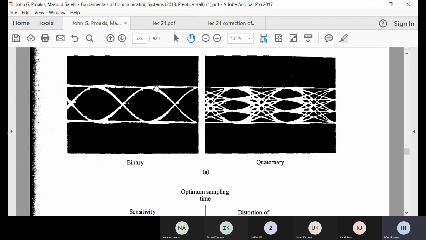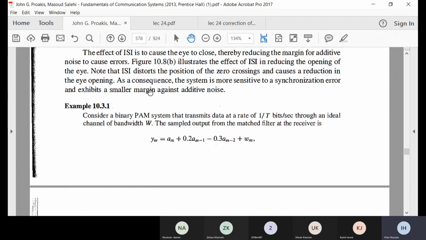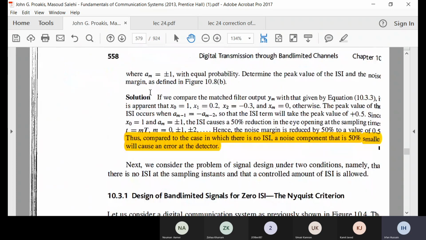Last lecture we saw the two levels of the PAM. This is reduced, let us say from here to here, and then a noise comes which can move it significantly here. So you will be detecting this symbol rather than this symbol. This is the overall. So we can see we have ISI. You always have ISI in these band limited and LTI channels.